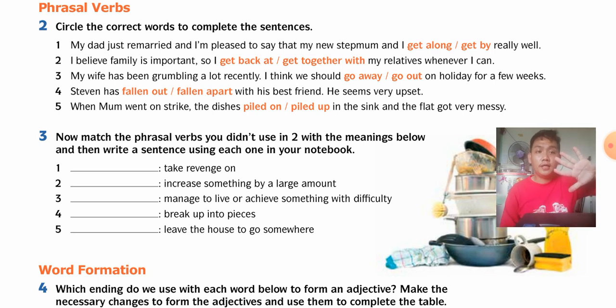Okay, 5 seconds, let's give it a try. What is the answer for number 1? Is it get along or get by? Alright, the answer is get along. My dad just remarried and I'm pleased to say that my new stepmom and I get along really well. Get along means that you can be friends. You are fine with each other even though you are not blood related, and you are okay with the relationship of stepmother and stepchild, stepson or stepdaughter. For 2, 3, 4, and 5, give it a go. Try to do it on your own.